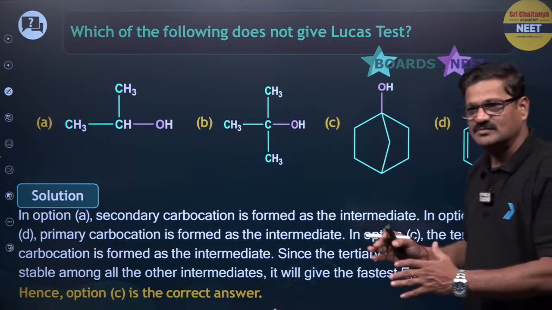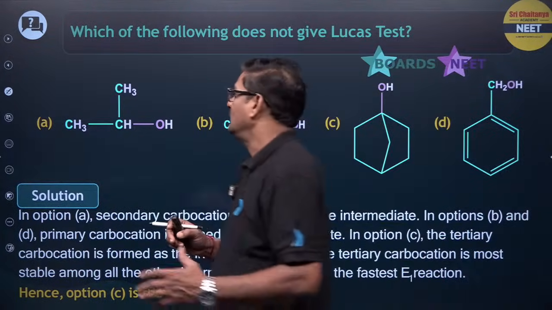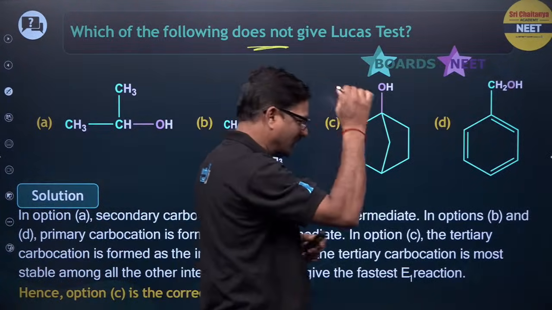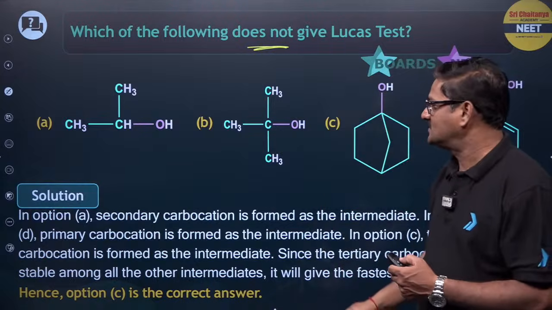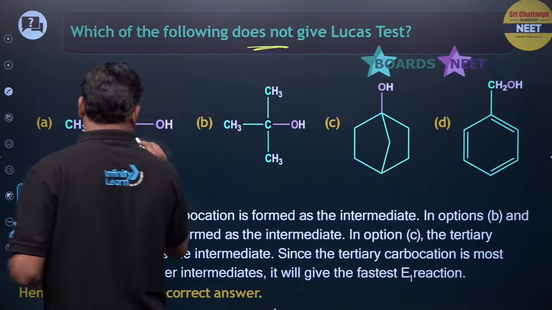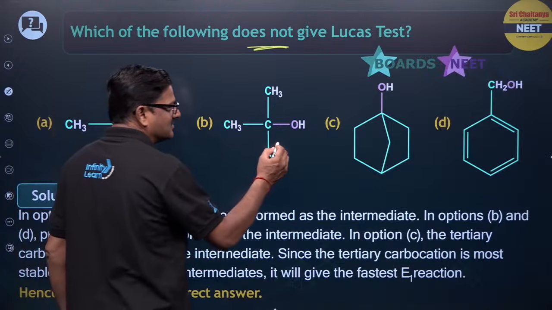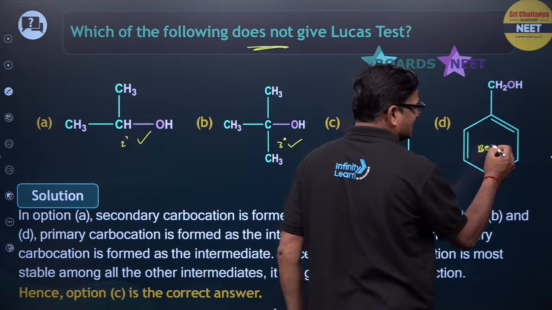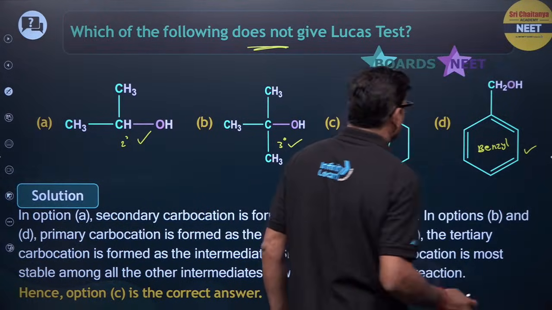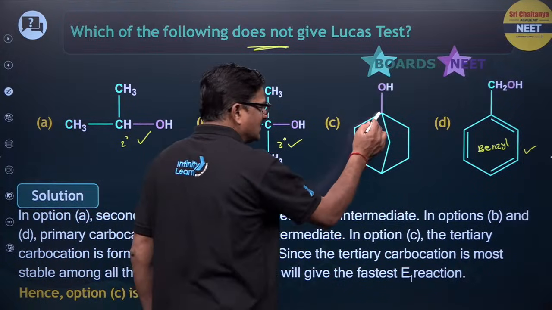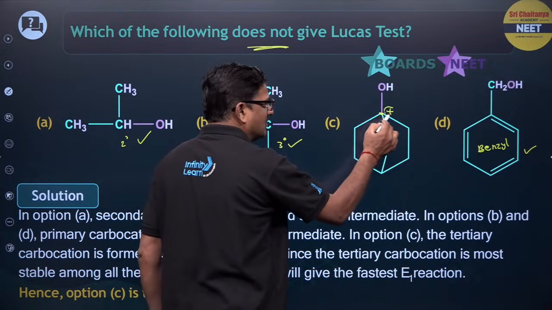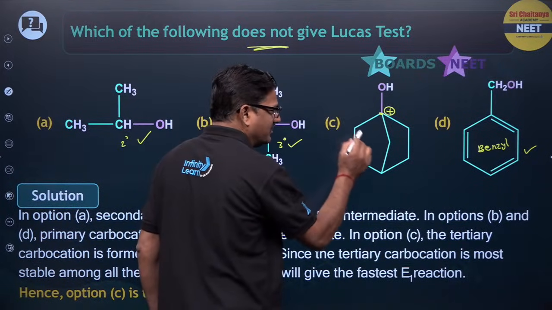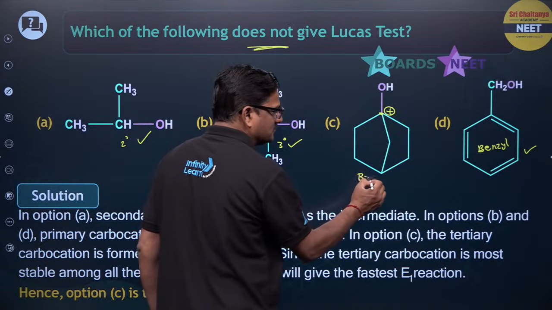Now, based on the concept we have discussed so far, which of the following will not give the Lucas test? I want to know the answer here. Secondary alcohol can give the Lucas test. Tertiary alcohol can give the Lucas test. Benzyl can give it. While this is a bridgehead carbon, the bridgehead carbon can never be stable due to Bredt's rule.